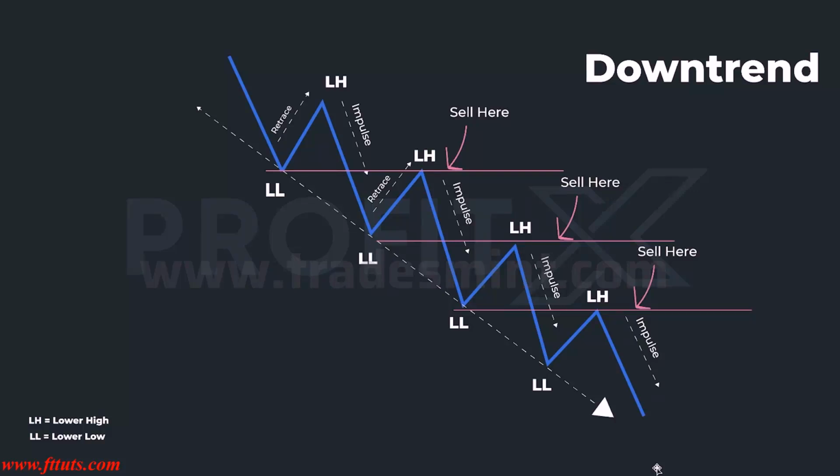And we're going to do this as long as there are lower lows and lower highs being created. I've literally sold US 30 for a month or two, just waiting on the retrace to happen and entering when there's a lower high. I made a lot of money.